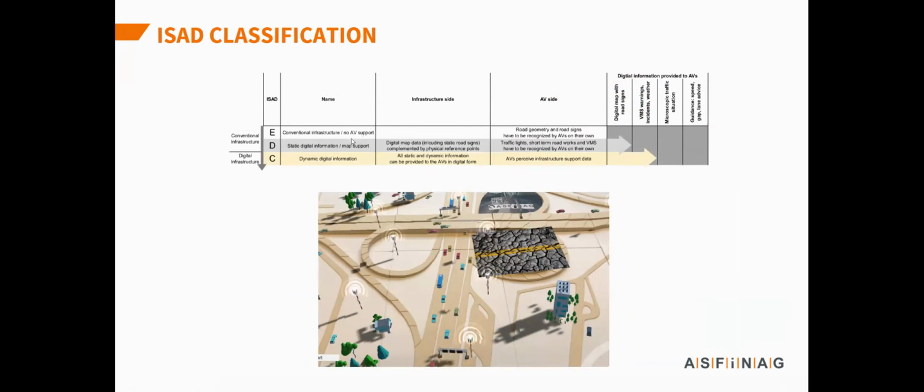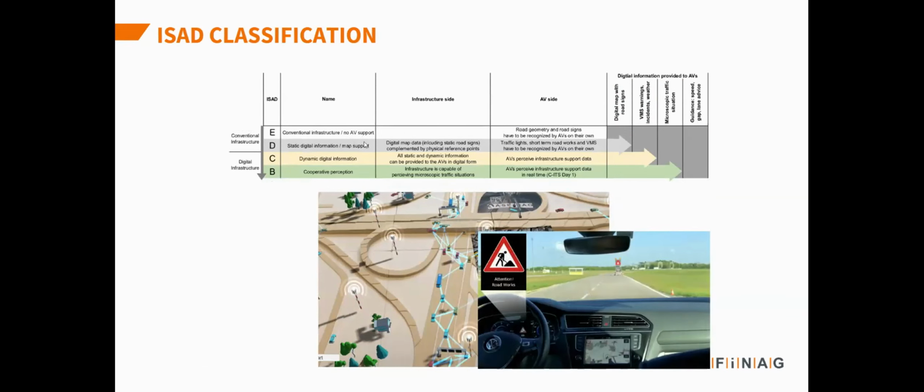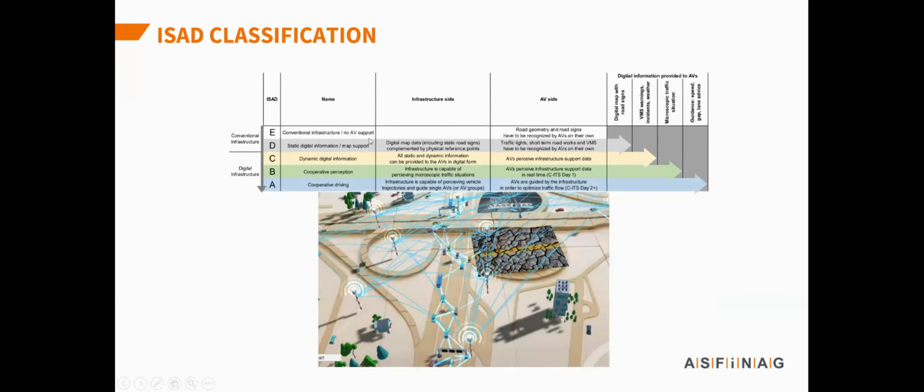We came up with a scheme where we wanted to classify the kind of support that infrastructure can give to automated driving. On one end of this scheme, called the ISAD scheme, infrastructure support for automated driving, you basically have no support.